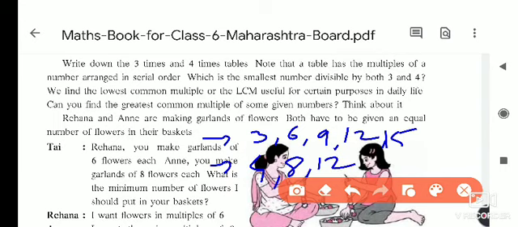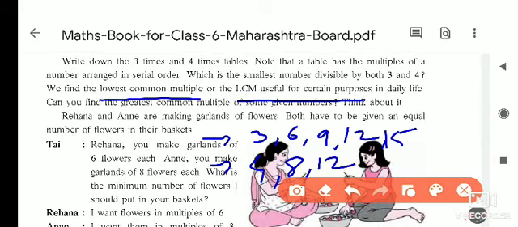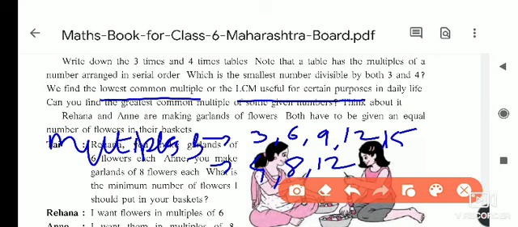Here in the textbook, it says the lowest common multiple, or LCM, is useful for certain purposes in daily life. Can you find the greatest common multiple of some given numbers? Think about it. Here are the multiples of 3, and here are the multiples of 4.